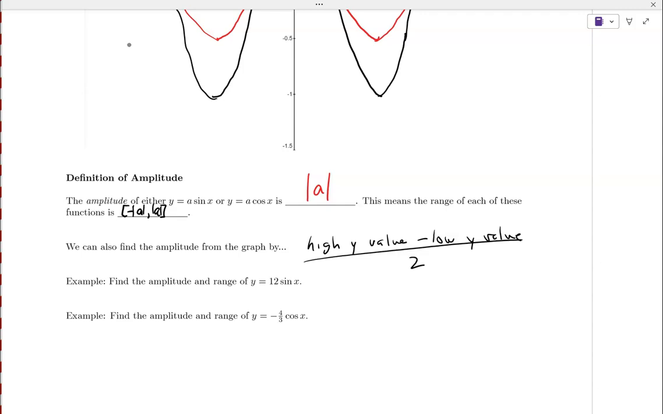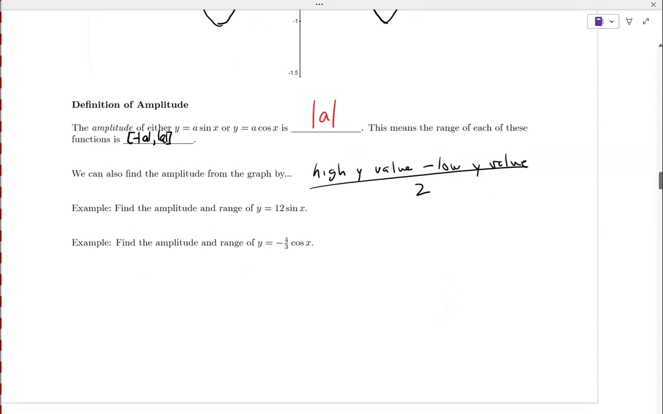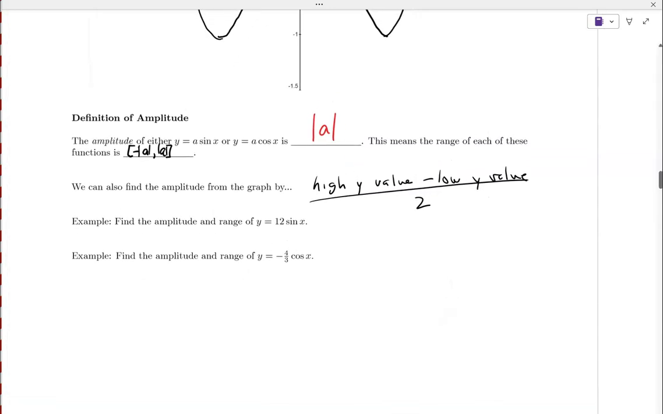So looking at that first example there, it asks, what's the amplitude in the range of 12 times sine of x? What would you tell me? What's the amplitude?